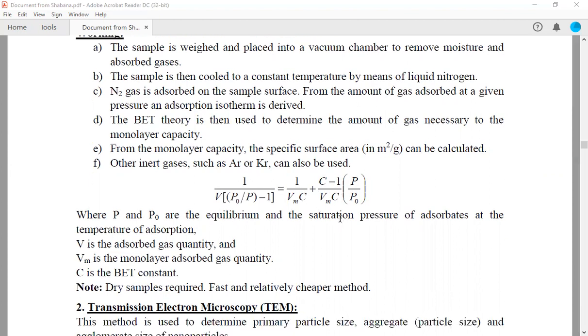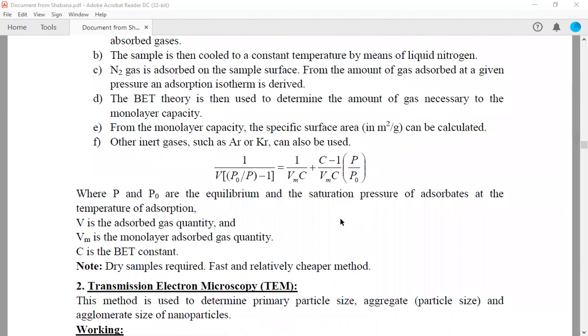Next, coming to transmission electron microscopy. This method is used to determine the primary particle size, aggregate particle size, and agglomerate size of the nanoparticles. And this is a shape control method for the synthesis of colloidal platinum nanoparticles, which is potentially important in the field of catalysis. Catalytic reactivity depends on the size and shape of the particle.